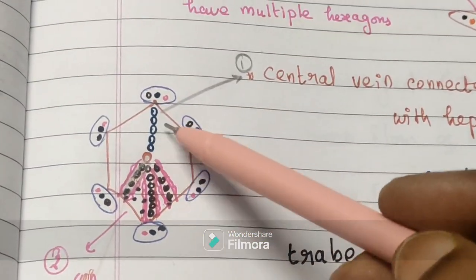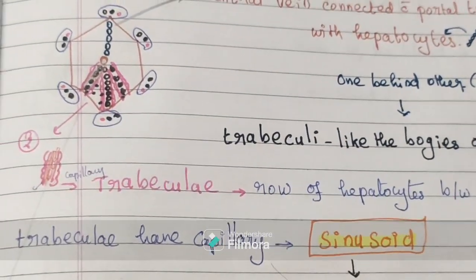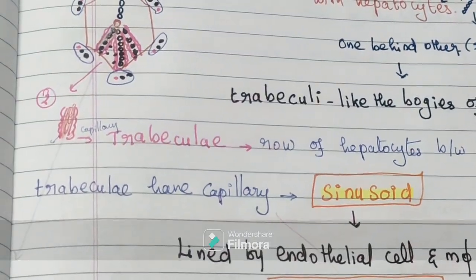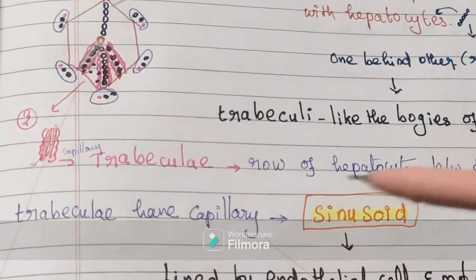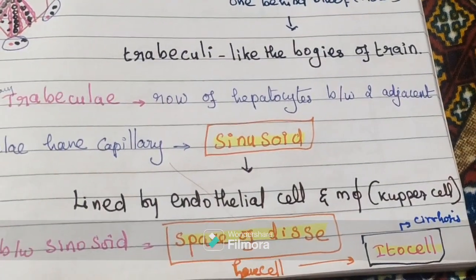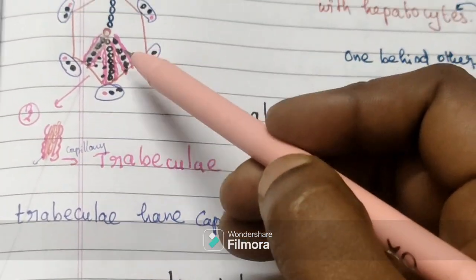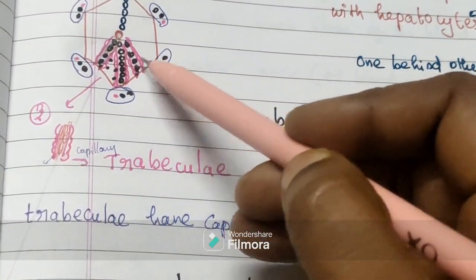So the hepatocytes are presented here. After that, this capillary is presented, the sinusoid. This sinusoid has endothelial cells and macrophages. Between them a space is presented, in between the cells, a gap is presented.